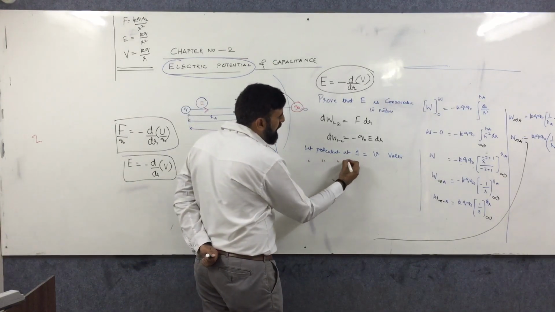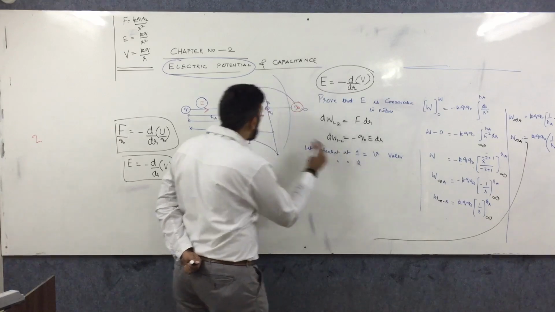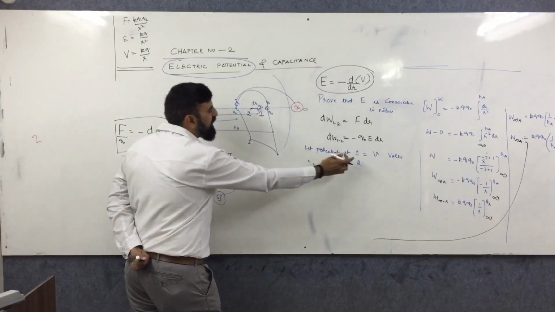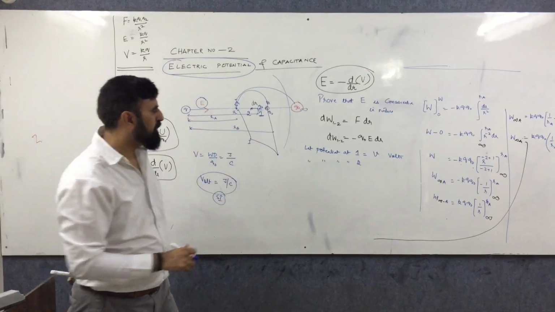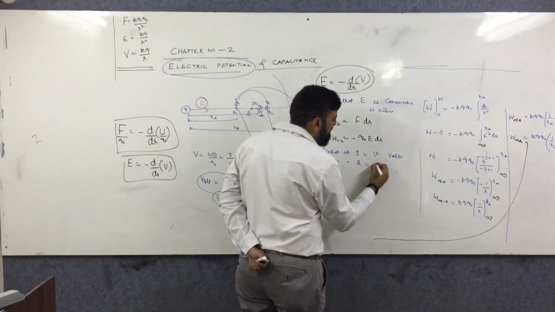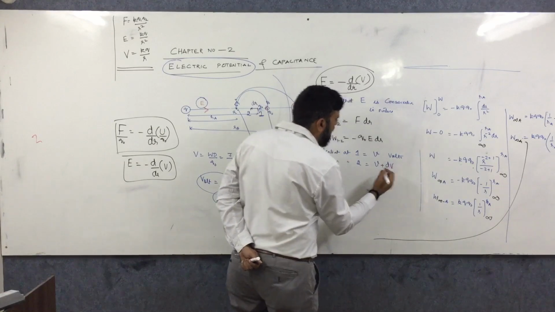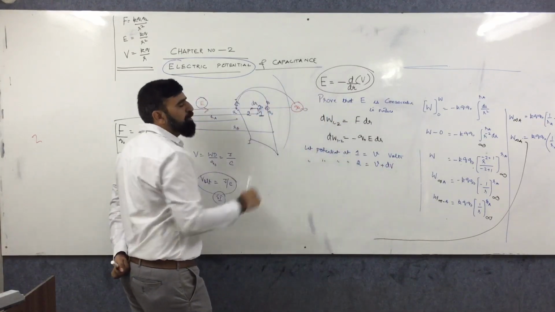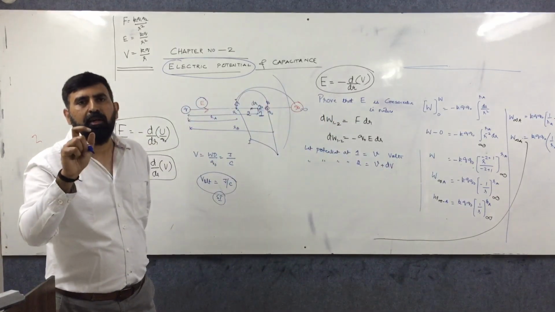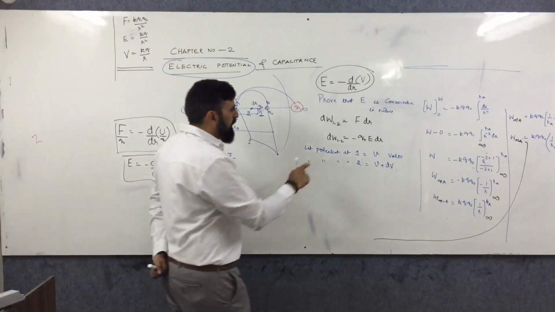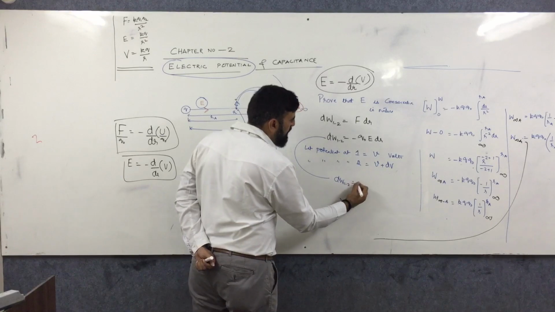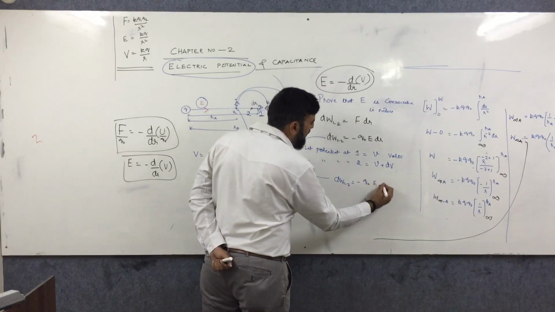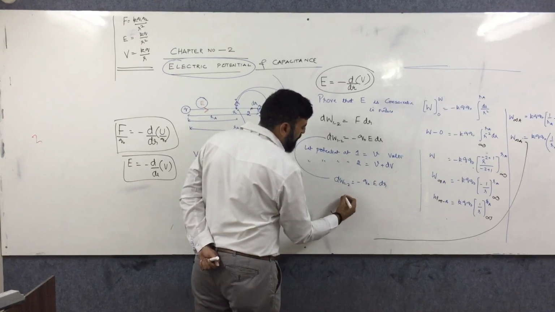Let potential at 2. If potential at 1 is V, definitely potential at 2 will be more than 1, isn't it? So let the potential at 2 be V plus dV. Because I am taking an incremental distance, so I am taking an incremental increase in potential, isn't it? So dW 1 to 2 is equal to minus q0 E dr, as we wrote. Let me divide this by q0.